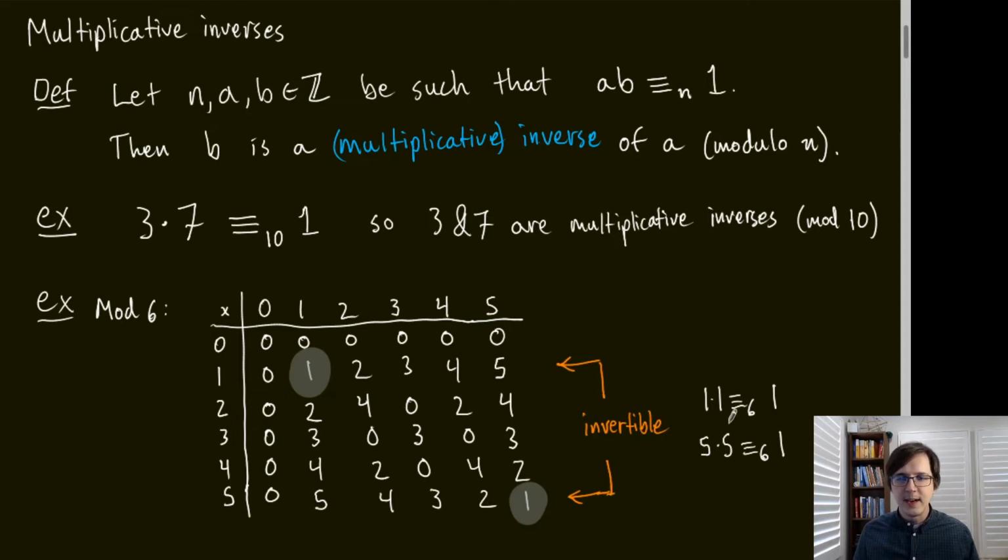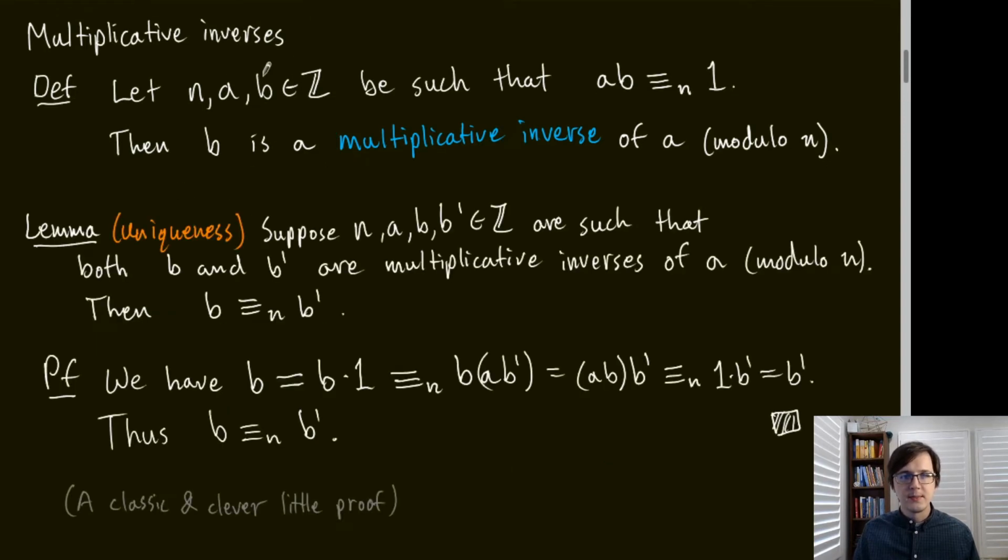Also, 1 is always going to be invertible because you can always multiply it by 1. But 5 here, what's actually happening is it's minus 1 mod 6. And minus 1 squared is 1. So for every modulus n, minus 1 is invertible, and so is 1. Well, that's a first observation. Okay, so that's the definition.